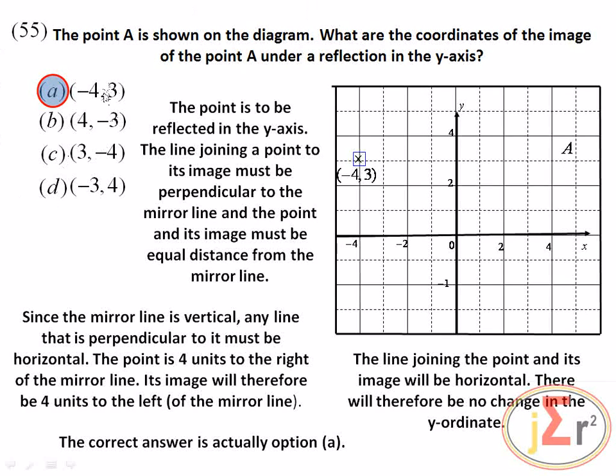The only option that has 3 is the correct answer, and that is option A. Because since there is no vertical movement, then the vertical ordinate will be preserved in a reflection in the y-axis. So we just look at this and we're able to tell the answer without going through all of this.